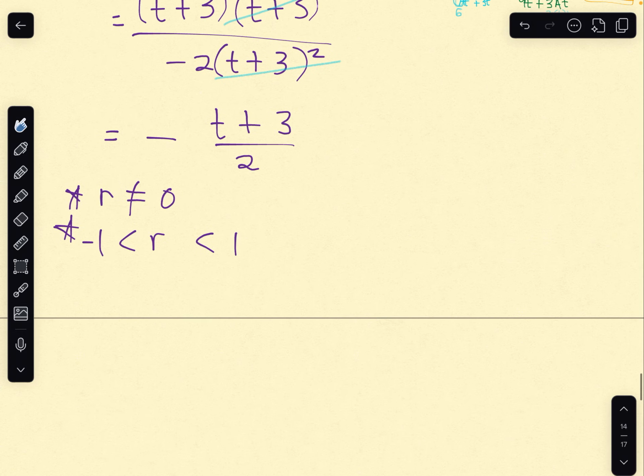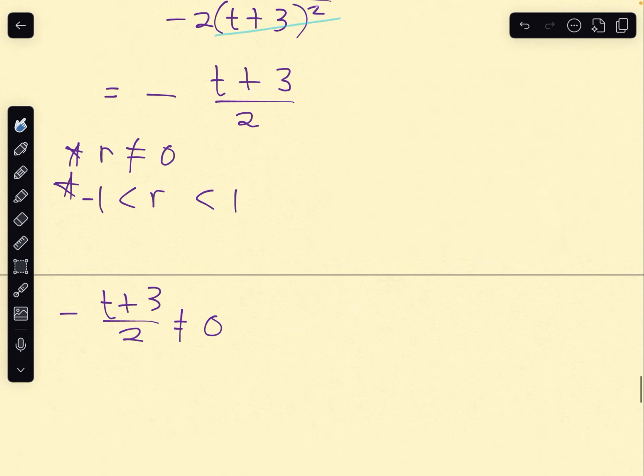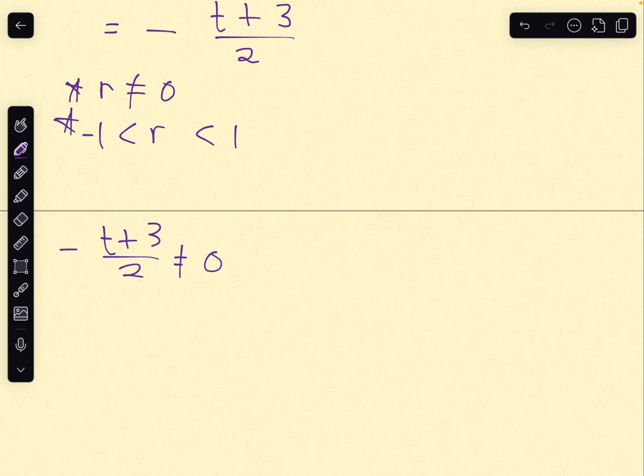Right. So the first thing is that minus t plus 3 over 2 must not be equal to 0. Okay. So for what values of t would it be equal to 0? That would mean that t plus 3 must not be equal to 0. So t cannot be equal to -3, first and foremost. Right, so now let's figure out this part of the condition.